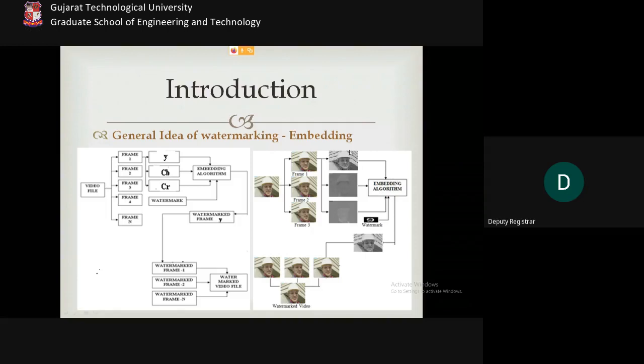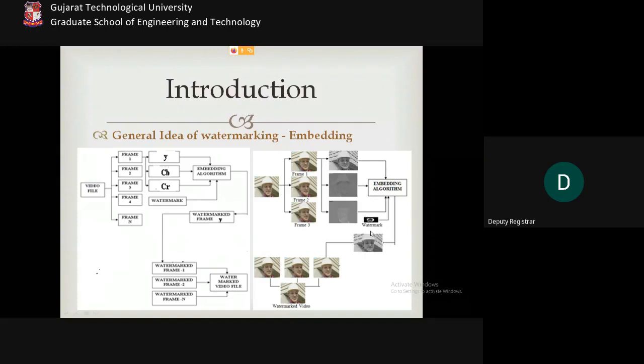We can have the idea of how the information looks in this particular video. It is a grayscale component. The Y component is a grayscale component, and it has maximum information, as we have discussed. So all these three will go to the embedding algorithm. There may be any embedding algorithm, and we get the watermarked Y component.